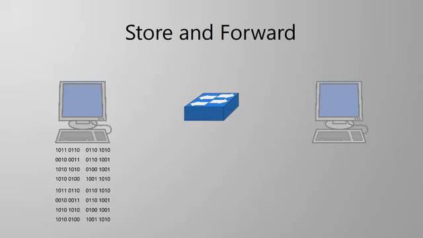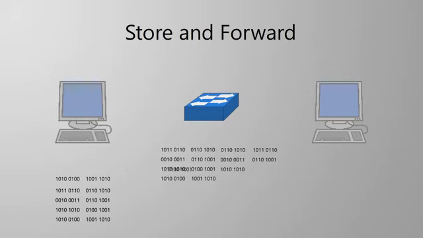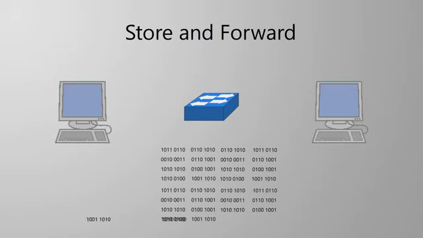The first method is called store and forward. The first few bits of a frame arrive at the switch, and the switch stores them in memory. In fact, it will keep storing these bits in memory until the entire frame has arrived. Once it's fully there, it will then send the frame out one of its ports. Store and forward is the safe switching method, as the entire frame can be checked for errors before it's sent out.